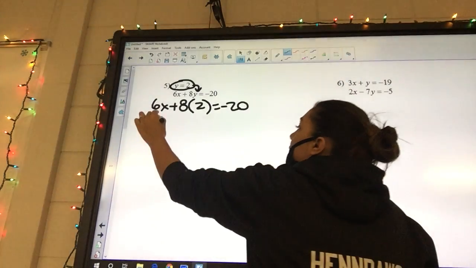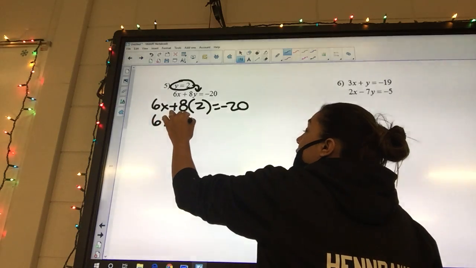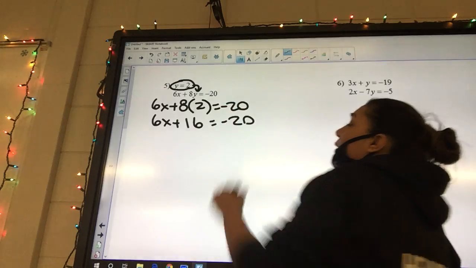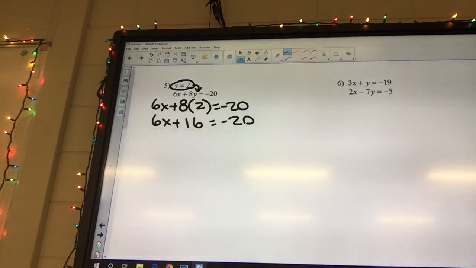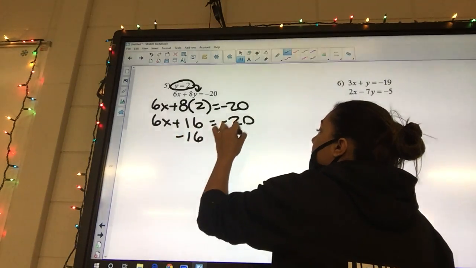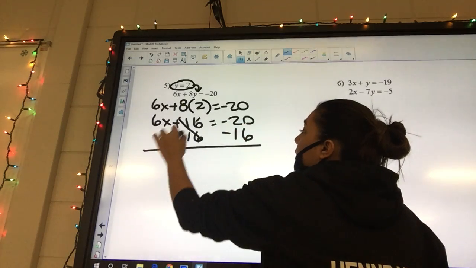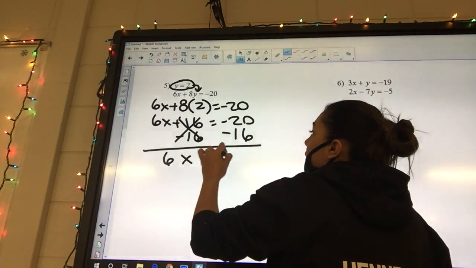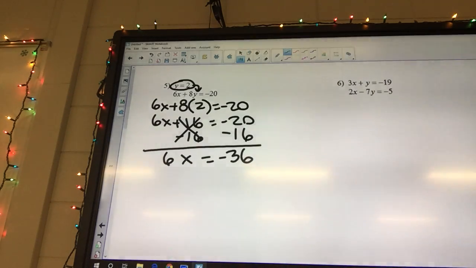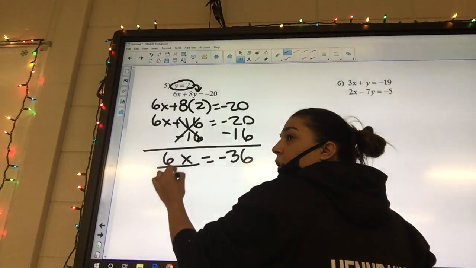So I got 6x plus 16, I was thinking 18 for some reason. Okay, we gotta subtract 16 from both sides. I got 6x equals -36. And then we divide by 6.